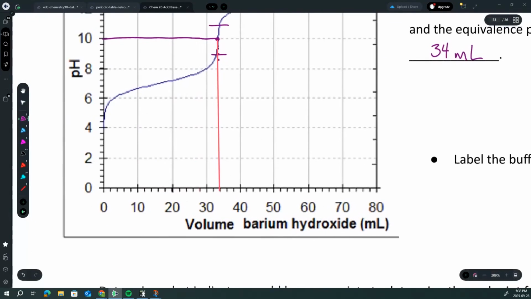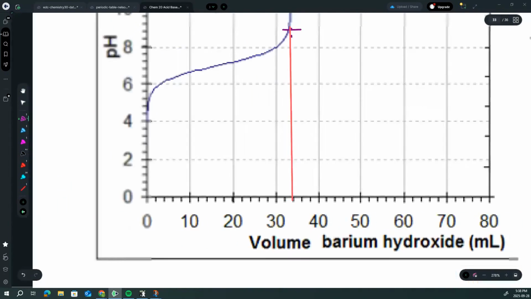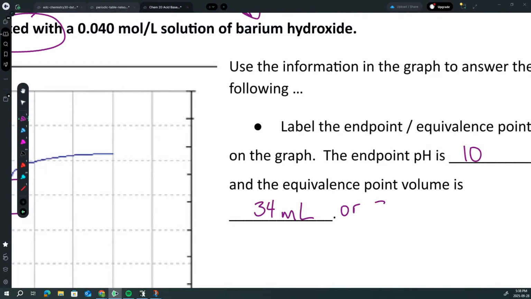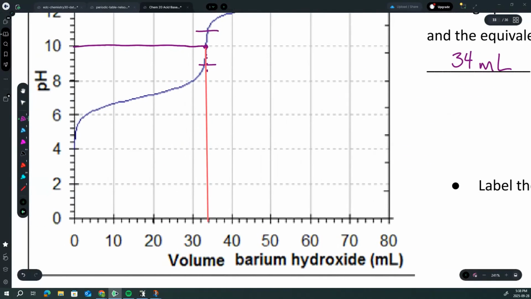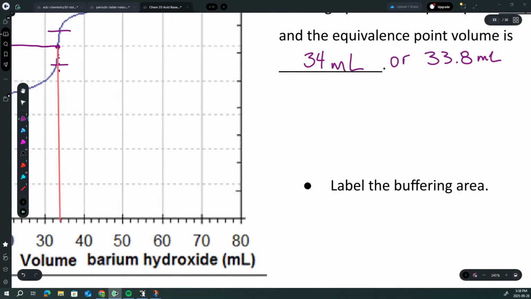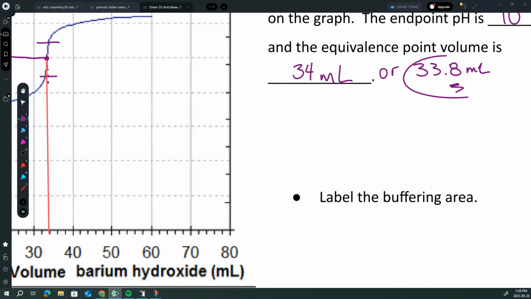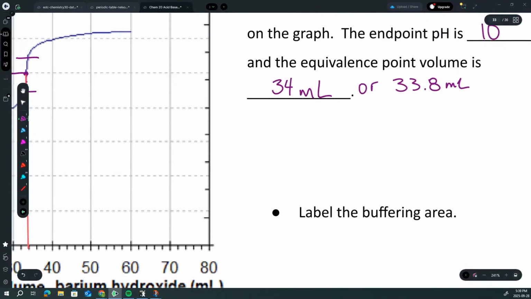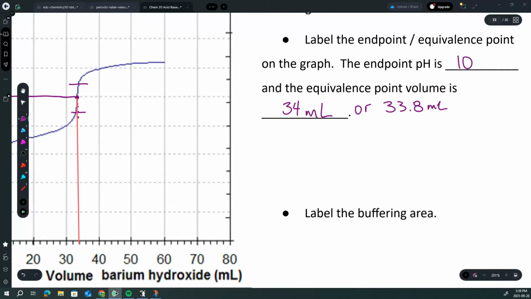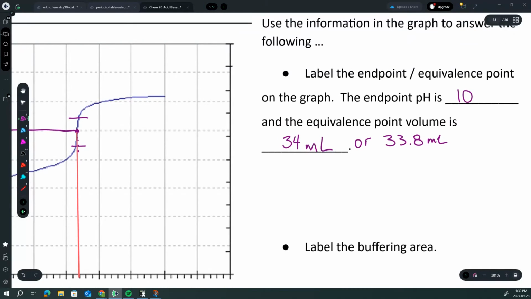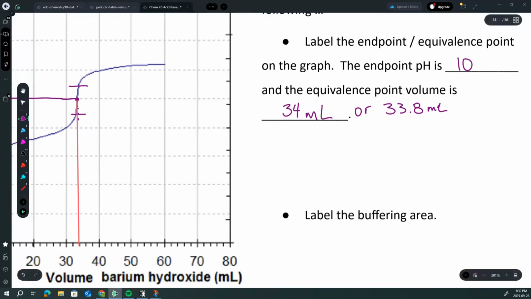Okay, if you wanted to be super specific, just because it's just below 34 milliliters, you could say 33.9 or 33.8. We'll go with milliliters. Okay, but with this scale here, you're ultimately estimating the last digit if you are going this route. So just a reminder here, endpoint is all about, okay, what is the pH? Equivalence point is telling you how much volume of titrant that you added.